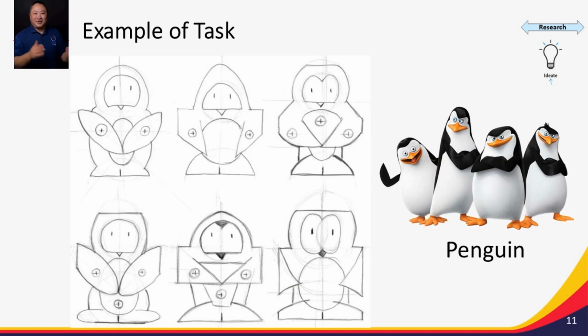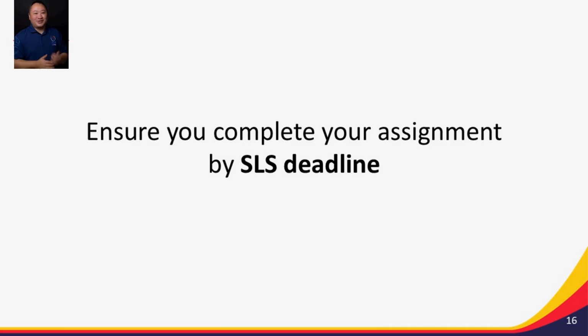This is an example of the task using the reference object of a penguin. You can see that each of the 6 sketches of the penguin looks different. Remember to submit the task before the deadline given in your assignment. Have fun applying shade borrowing.